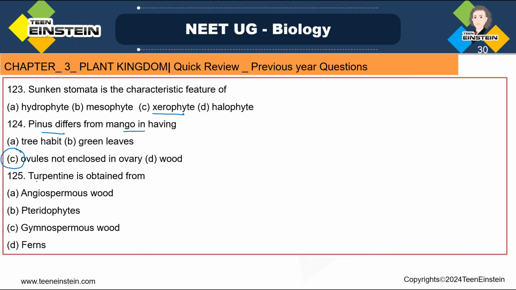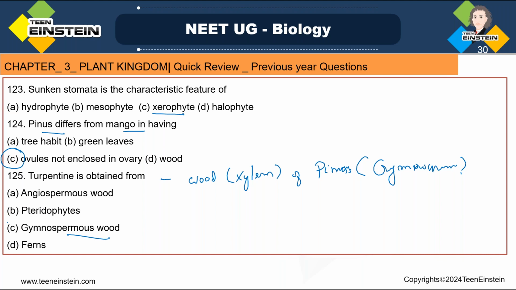Next question is, turpentine is obtained from option A, angiospermous wood, option B, pteridophytes, option C, gymnospermous wood, option D, ferns. Turpentine is obtained from the wood, or we can say the xylem, of Pinus. Pinus is a gymnosperm. So that is obtained from the gymnospermous wood, we can say. Option C is the right answer.